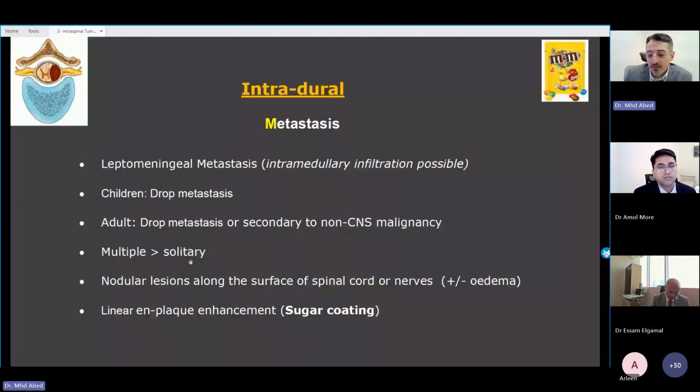Metastases are like everywhere in the body. There are multiple, more than a solitary tumor. They are nodular, or it could be a linear enhancement along the spinal cord itself, showing sugar coating.